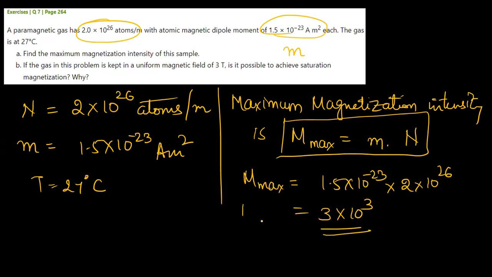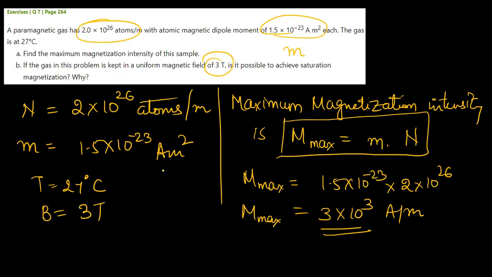The maximum magnetization you will get is 3 into 10 to the power 3 ampere per meter. This will be the maximum magnetization. The second question is saying: if the gas in this problem is kept in a uniform magnetic field of 3 Tesla, is it possible to achieve saturation magnetization? So the magnetic field B is given, 3 Tesla.